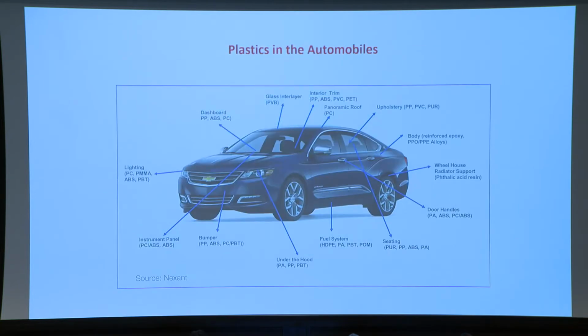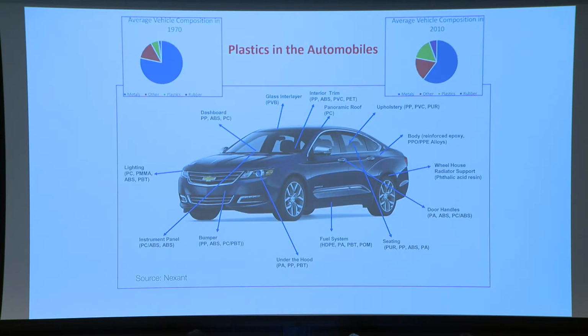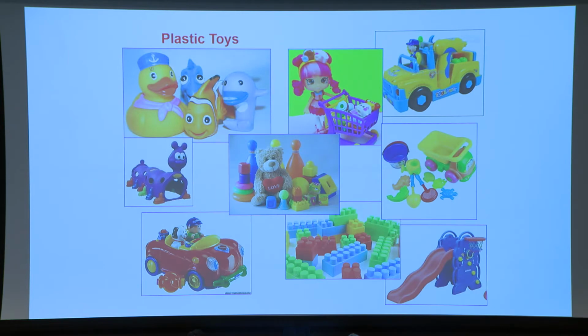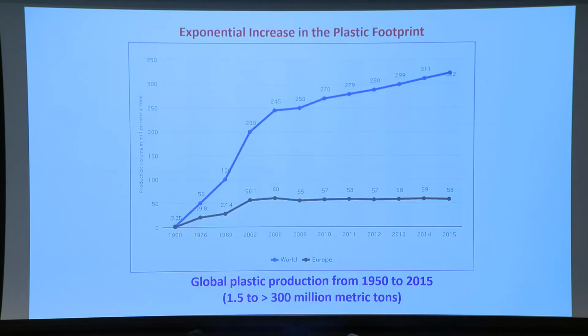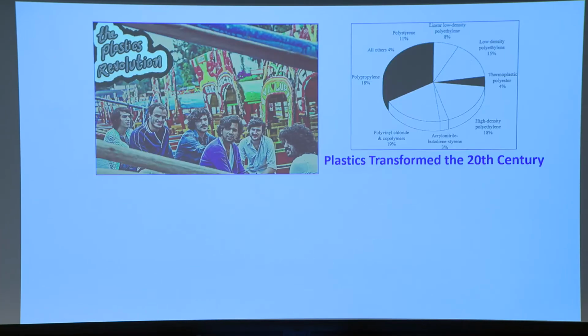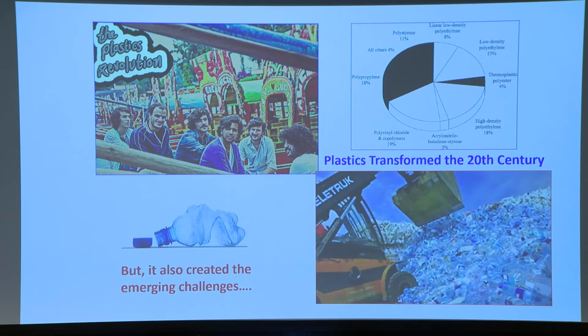Slowly, plastics are used in automobiles. As you can see, from 1970 to 2010, the blue area has decreased, and the plastic, which is the green area, has increased, so there's more use of plastics in automobiles. Of course, we use plastics in toys, and plastics are used in medical devices. So the world has seen exponential growth of plastic footprint from 1.5 to 300 million metric tons. Plastics has essentially transformed our society. But these also created emerging challenges.